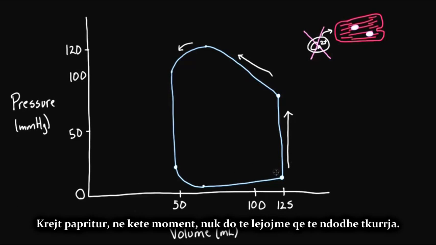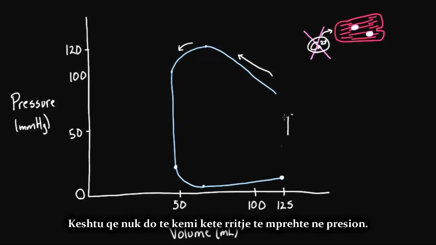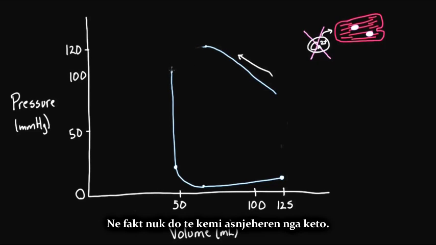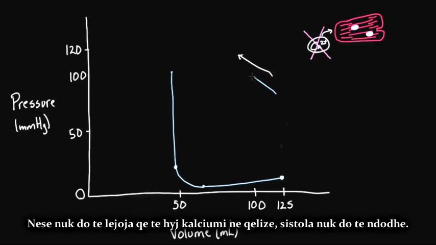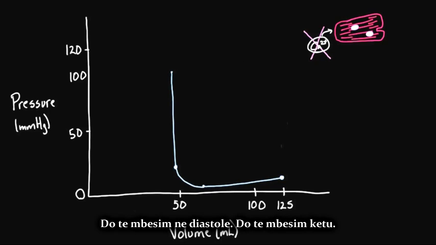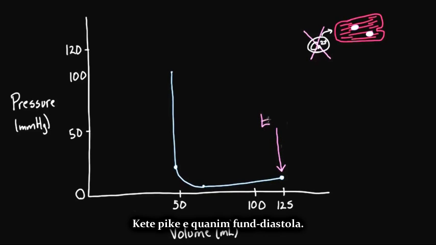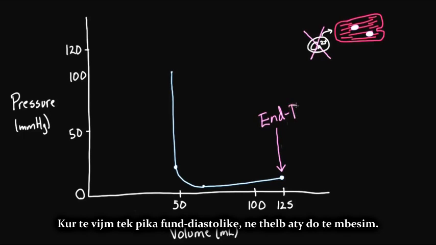So all of a sudden, at this point, I'm going to just erase it, you don't allow any more contraction, so you wouldn't have this sharp increase in pressure. In fact, you wouldn't have any of this, right? If I could actually vacuum up all the calcium, you wouldn't have any of that systole really happening. You'd be basically stuck in diastole. So you'd basically be stuck here, right? And this is, remember, this point we used to call end diastolic. End diastolic.